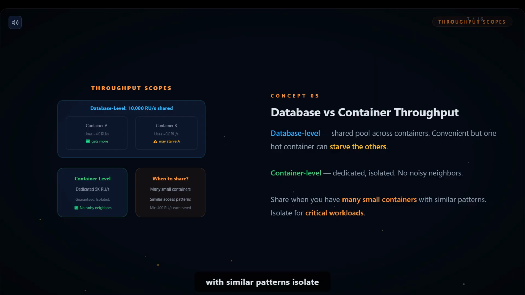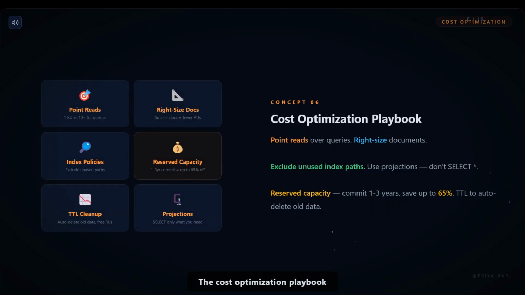7 strategies to cut your Cosmos DB bill. 1. Right-size throughput using the normalized RU consumption metric. 2. Exclude unused paths from indexing. 3. Select specific fields, not select star. 4. Prefer point reads over queries. 5. Use reserved capacity for stable workloads. 1 year saves 20%. 3 years saves 30. 6. Free tier gives you 1000 RUs and 25 GB free. 1 per subscription. 7. Set a throughput limit cap to prevent accidental cost overruns.